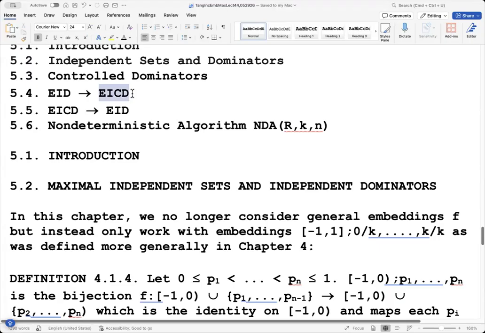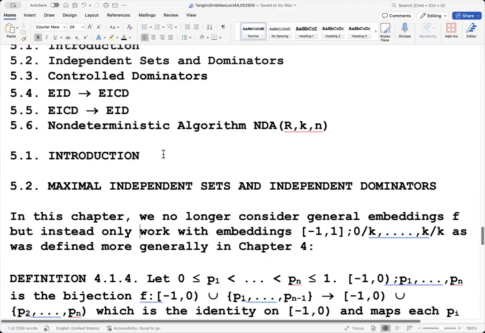And the official statement is EICD, embedded. I can't remember exactly what these letters mean. All right, we'll come to this. Embedded independent control dominator. Embedded independent control dominator. All right.